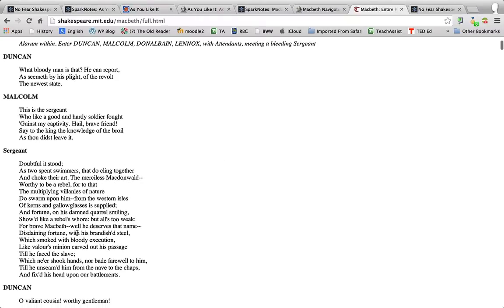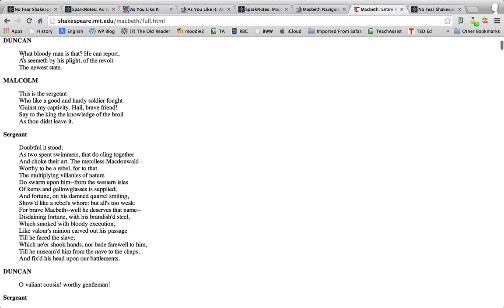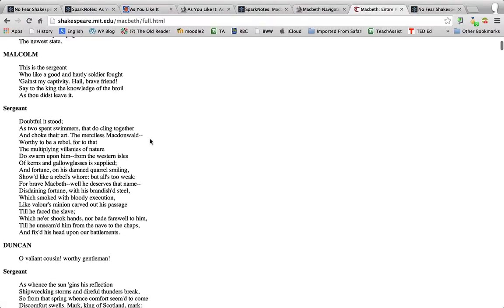I'll go through a short little passage with you here. Duncan asks, what bloody man is that? Can he report about the battle? Malcolm basically says, yeah, he fought against my captivity, and tell the king what happened.